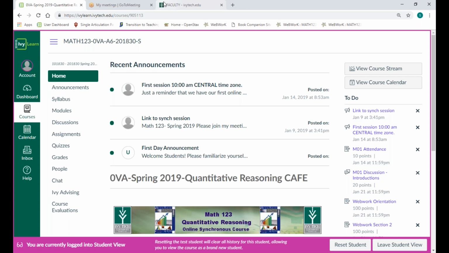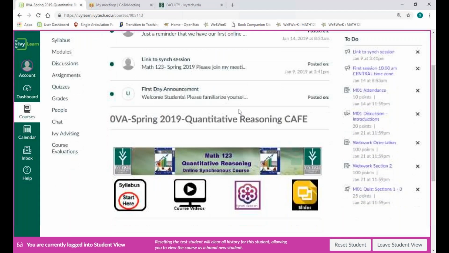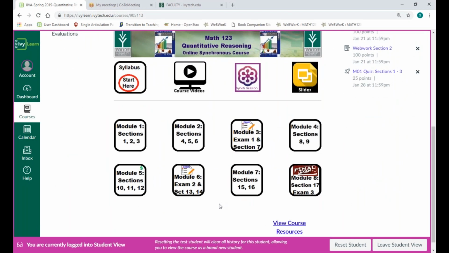Okay, so first things first, this is our landing page when you go into Ivy Learn. This is our home page. If you scroll down here, you can see we've broken things up into 8 modules. Sometimes we have classes offered in 8-week sessions, sometimes 16-week sessions. We are a 16-week session, so we will take 2 weeks to go through each module. So module 1 is where we're going to begin. For this week and next week, even though next week is considered a holiday for us, Martin Luther King Day, that's our module 1.